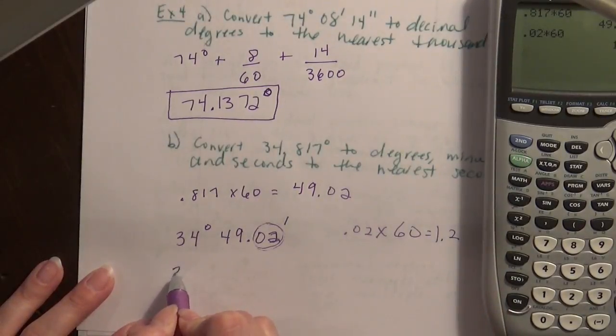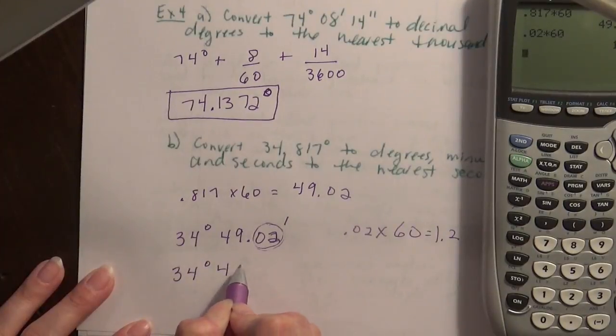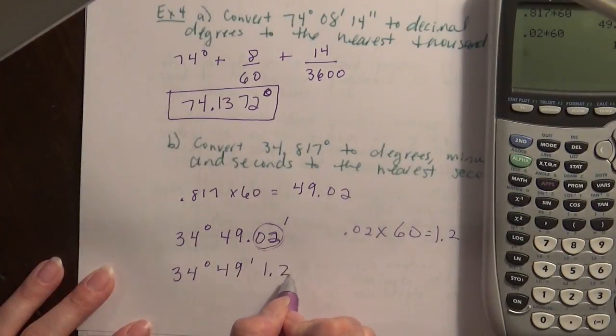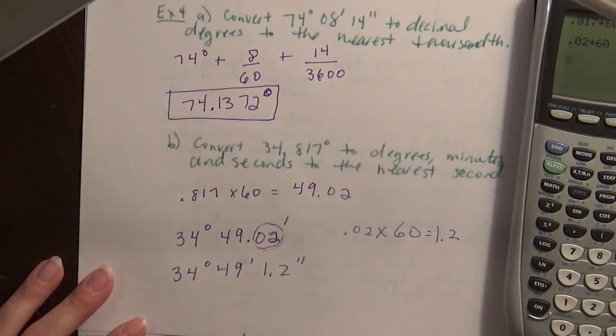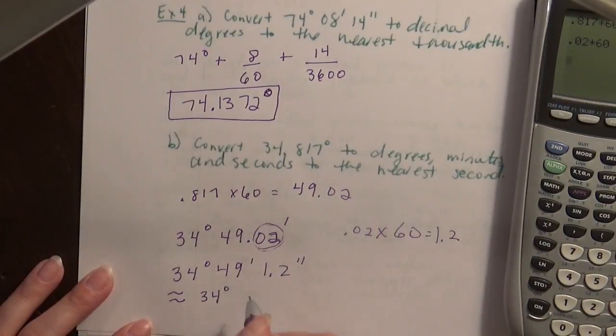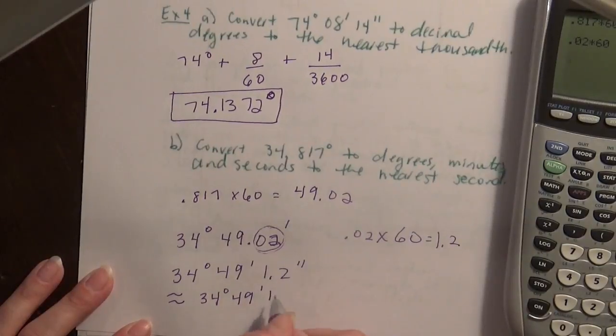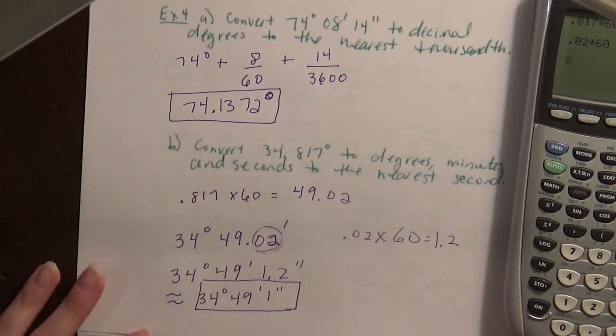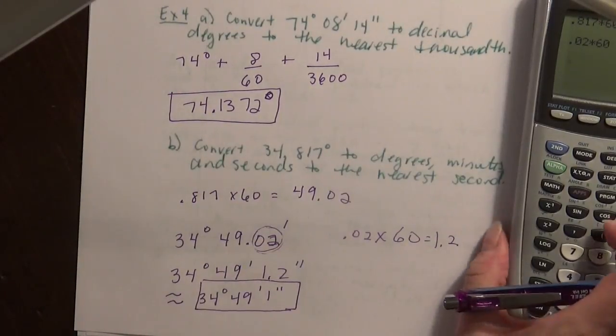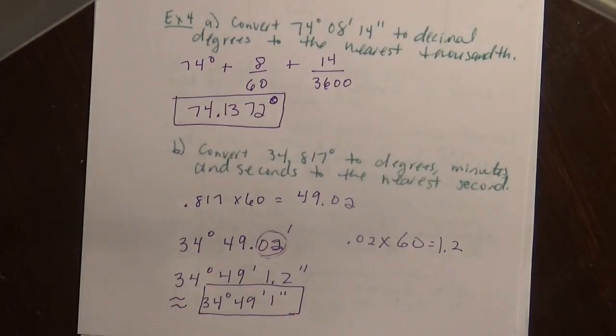So now I can say that my answer is 34 degrees, 49 minutes, and 1.2 seconds. However, we were asked to round to the nearest second. So if I round to the nearest second, 1.2 needs to be rounded to 1. So I'm going to say that this is approximately equal to 34 degrees, 49 minutes, and 1 second. And let's look at the next page.